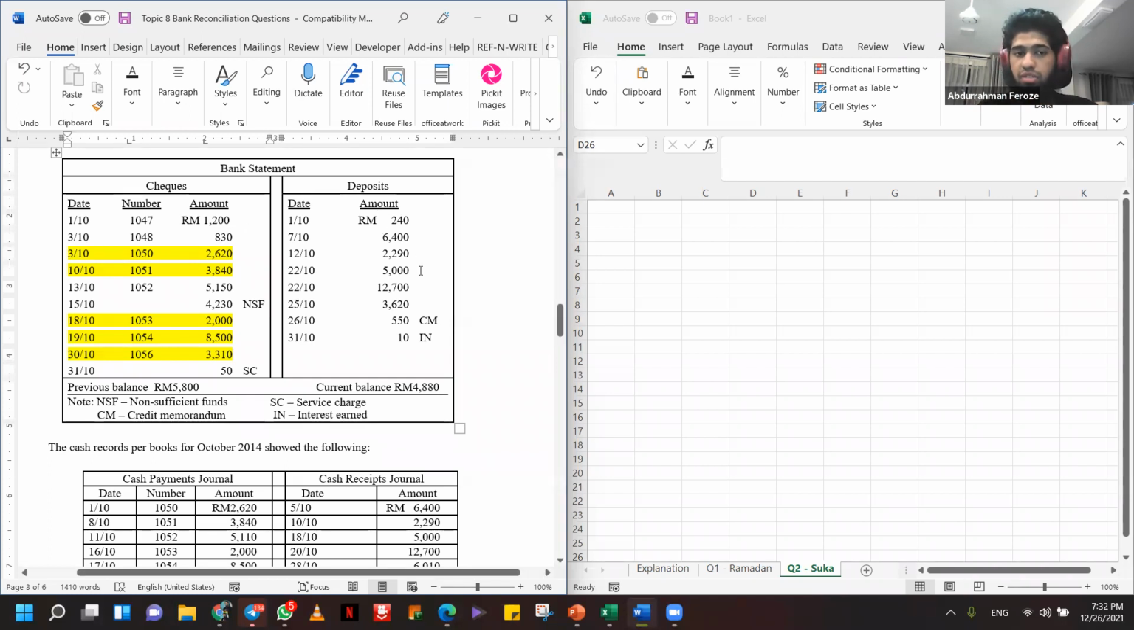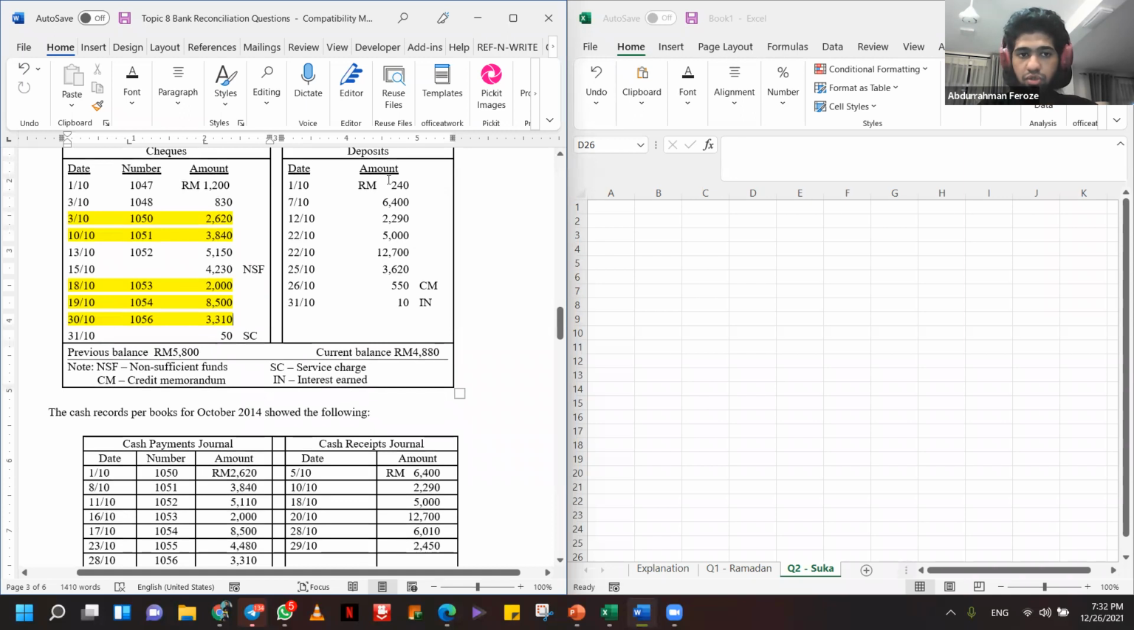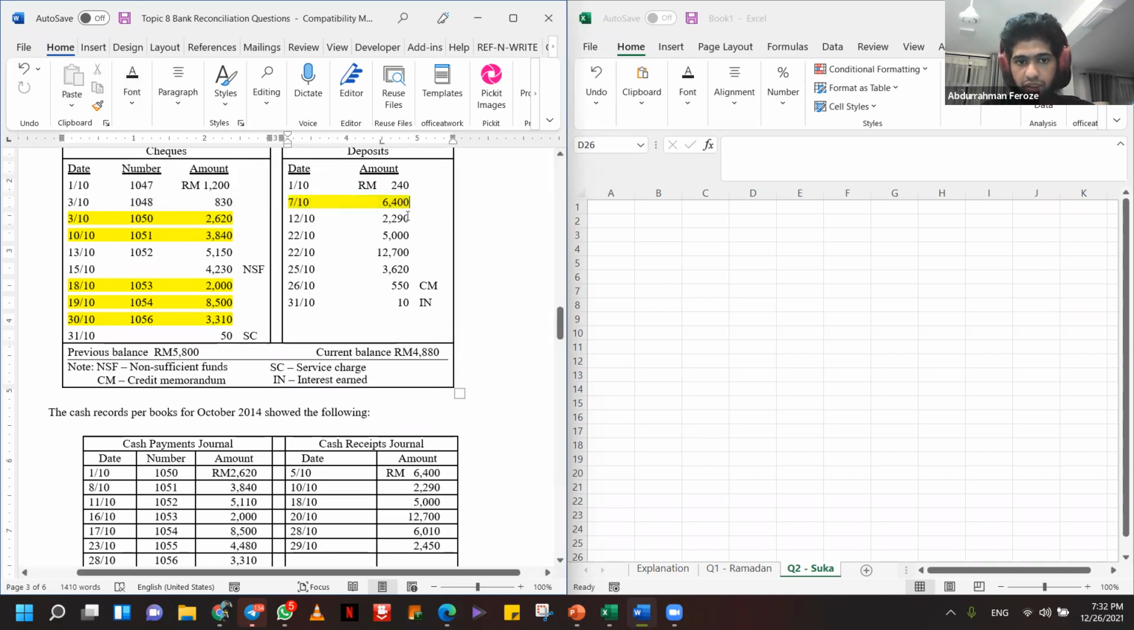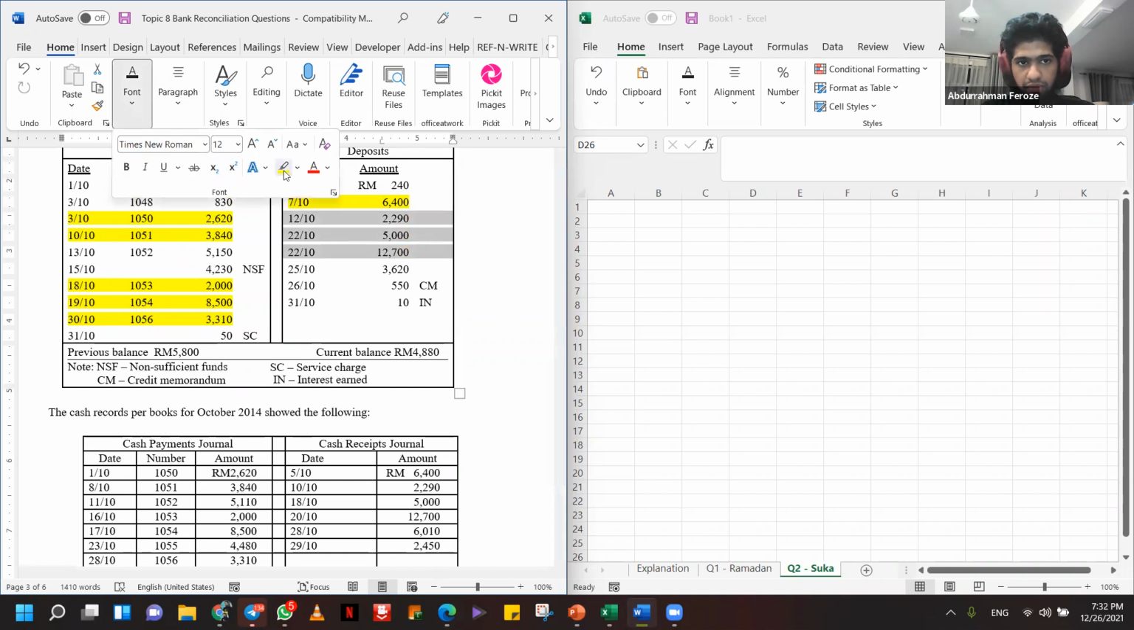Now, with regards to deposits, let's compare. So we have this amount on 1st of October, 240. This is not there over here. This is not there in the cash receipts journal. Right. This one on 7th October, 6,400. This amount has been received and is there on the cash book. This 2,290 also is there. 5,000 is also there. 12,700 is also there. These three values are there.